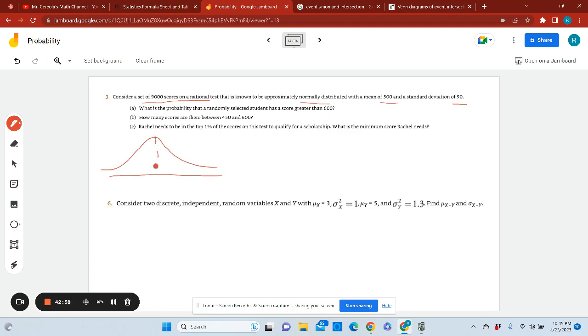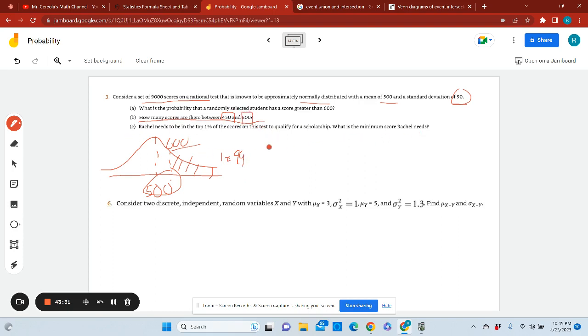Normal CDF, the center of my distribution is at 500. What do they want? A score greater than 600, right? So you're going to do normal CDF, lower boundary 600, upper boundary 1E99, use a mean of 500, a standard deviation of 90, and you have your area. Same thing here. Change your lower boundary to 450 and your upper boundary to 600.